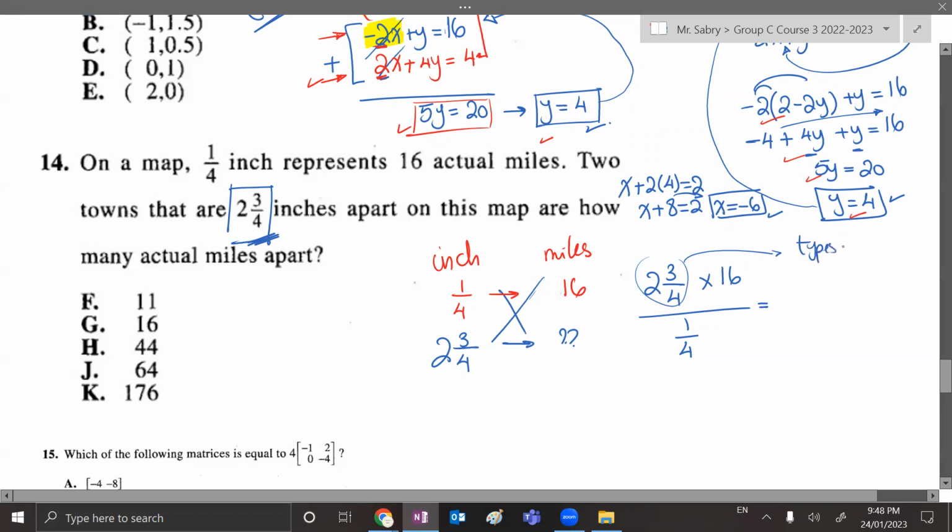So when you type this on a calculator, do not type 2 and then fraction and then you fill 3/4. That's not how it's done. Instead, you should click on Shift A/B, which would give you another new form, which is A/B/C. And you'll have 3 boxes to write in or to input the numbers. There, you'll put the 2, and then you'll put the 3 up here, and then the 4 there. Then you multiply this by 16, and then divide by 1/4.